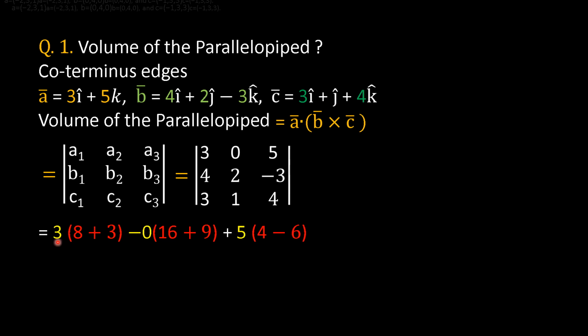That gives us 3 times 4 2s are 8 plus 3 minus 0 times 16 plus 9 plus 5 times 4 minus 6. It will be 11 3s are 33 minus 0 minus 2 5s are minus 10. So this gives us volume of the parallelepiped as 23 cubic units.